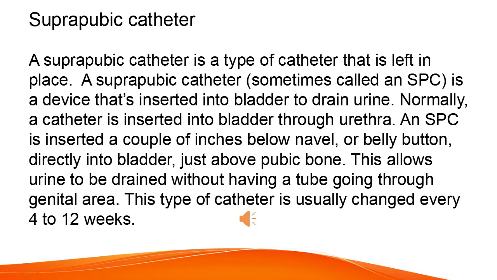Suprapubic catheter. A suprapubic catheter is a type of catheter that is left in place. A suprapubic catheter, sometimes called an SPC, is a device that's inserted into the bladder to drain urine. Normally, a catheter is inserted into the bladder through the urethra. An SPC is inserted a couple of inches below the navel, or belly button, directly into the bladder, just above the pubic bone. This allows urine to be drained without having a tube going through the genital area. This type of catheter is usually changed every 4 to 12 weeks.